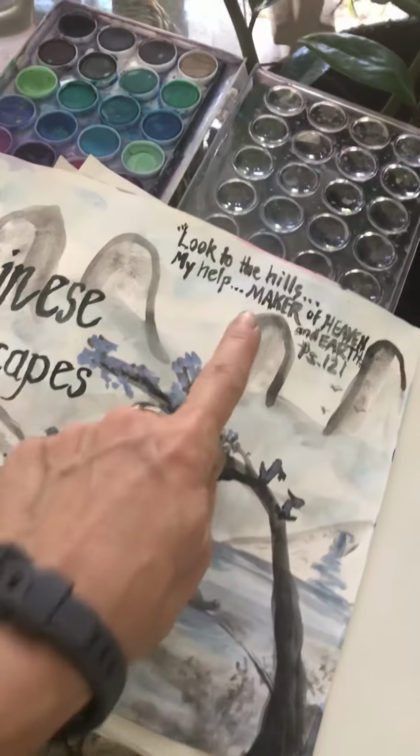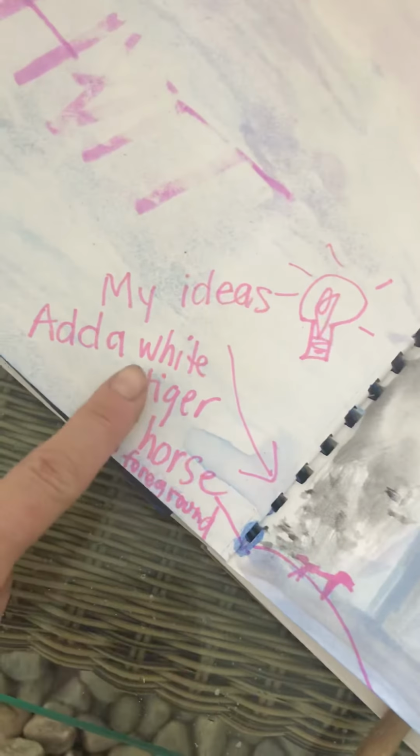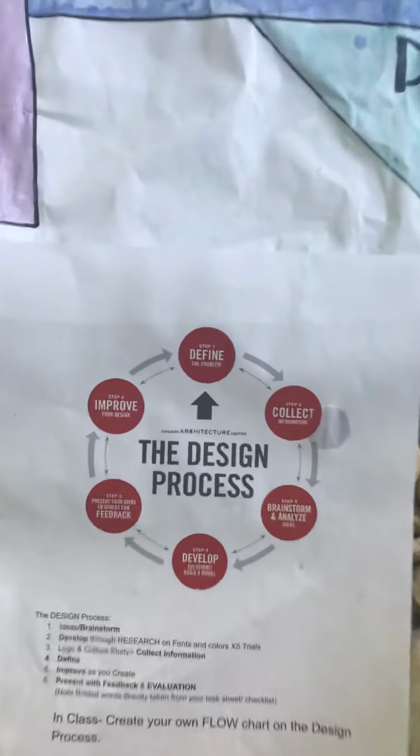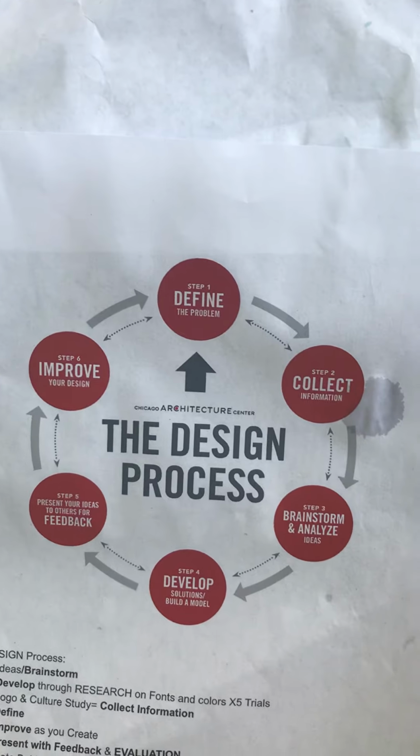If you have a theme or a verse or a poem, you could add that, and you put down your ideas. I'm thinking of adding an animal maybe in the foreground. Okay, I want to remind you that we are going through the design process. All designers, including architects, go through the design process.